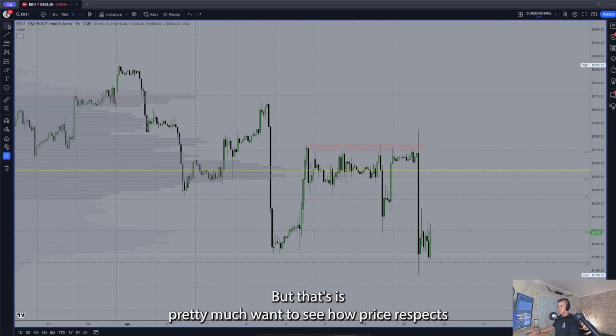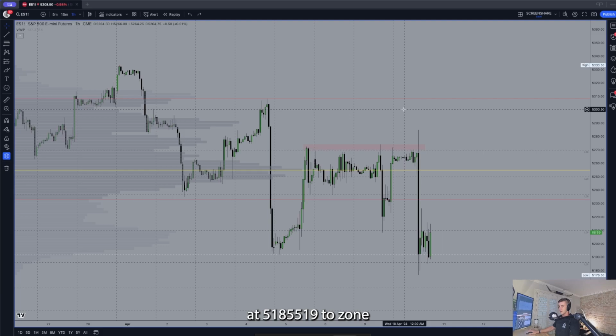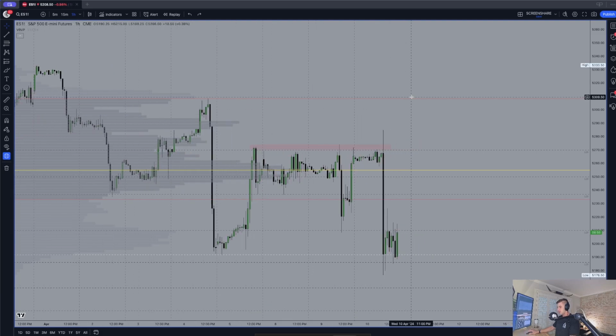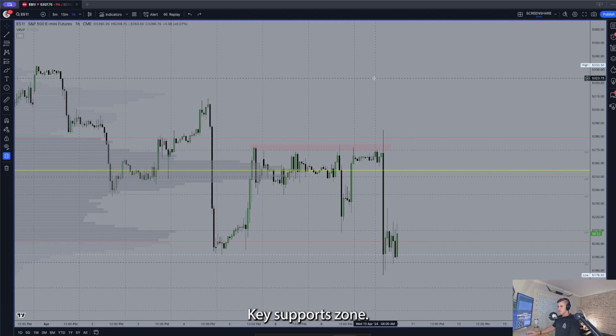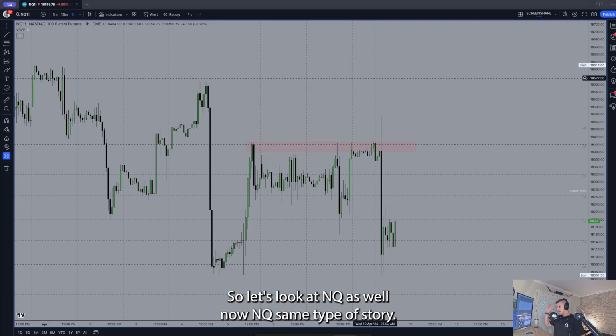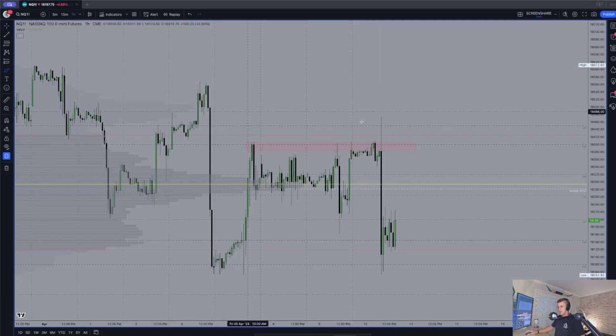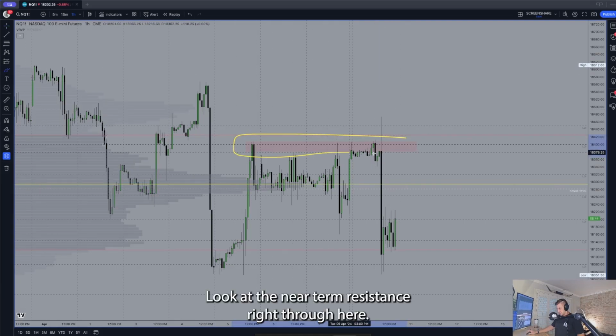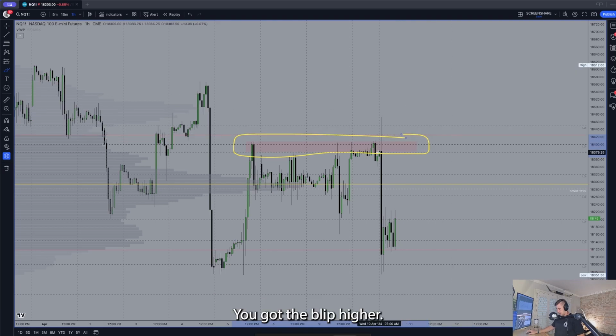But that's ES. Pretty much want to see how price respects that 5185, 5192 zone and take it from there. Key support zone. Alrighty, so let's look at NQ as well. Now NQ, same type of story. Look at the near-term resistance right through here. You got the blip higher.